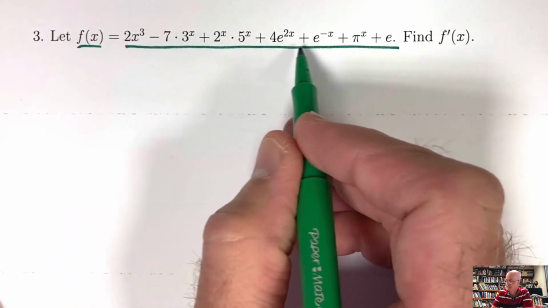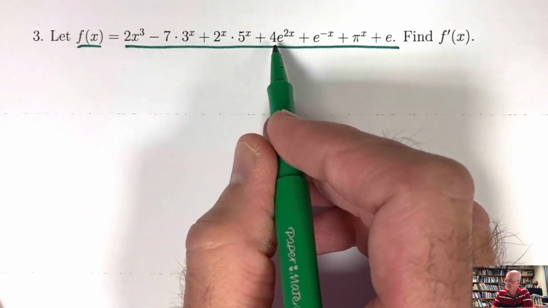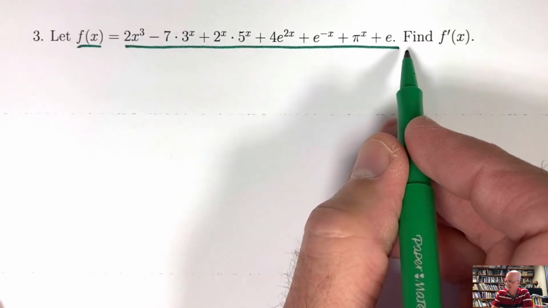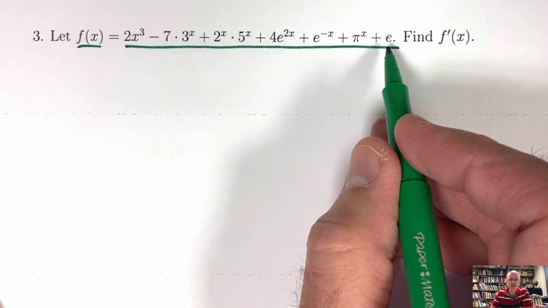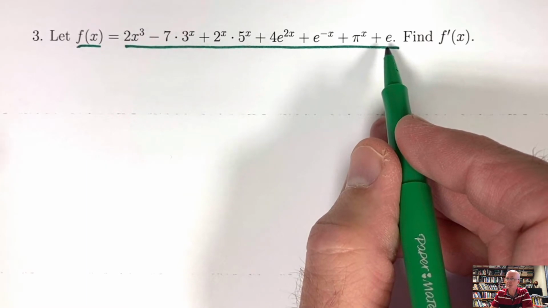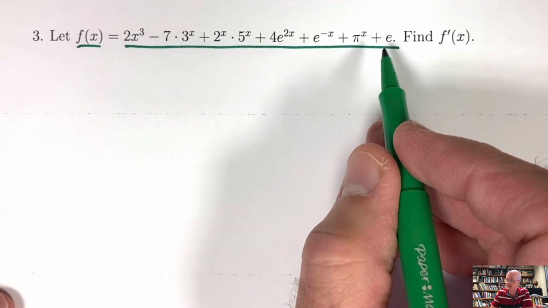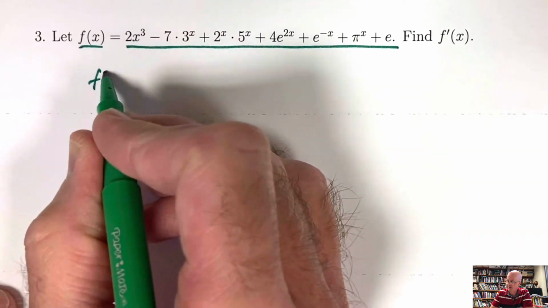These three terms involve e to different powers and a constant there. This involves pi, and that's e. That e is just e by itself. It is a constant. There's no x. The derivative of that will be 0. That's the easiest part. What about the rest?